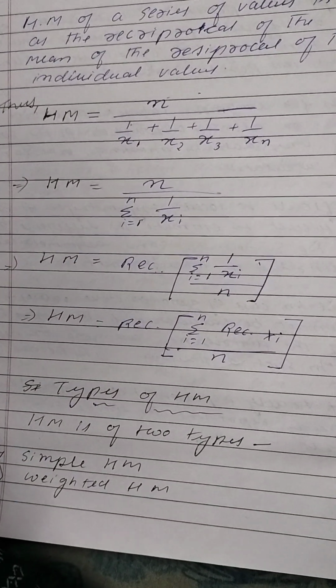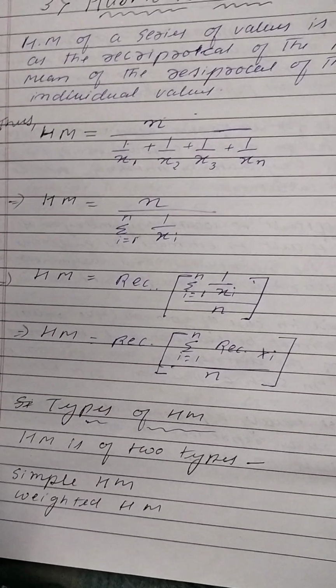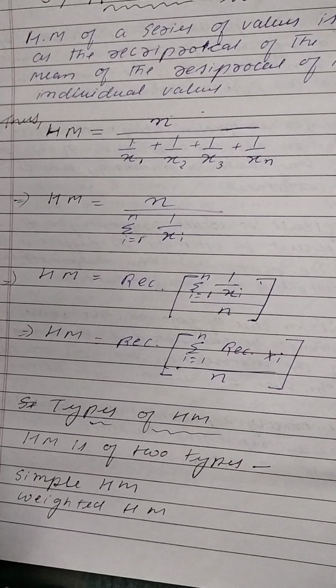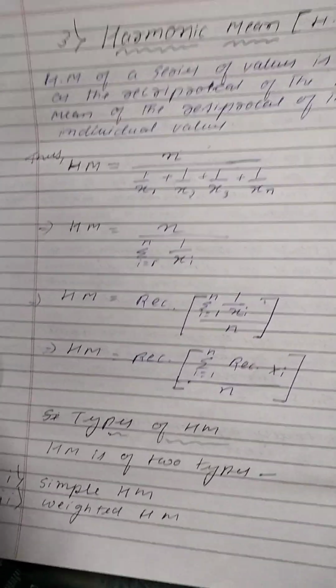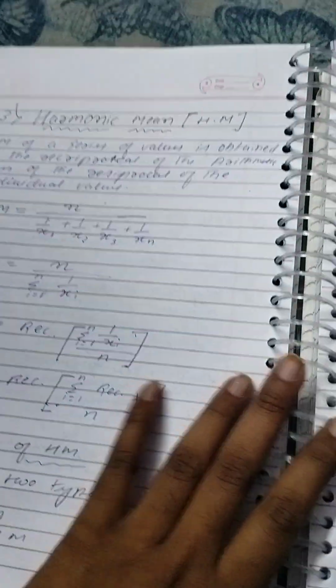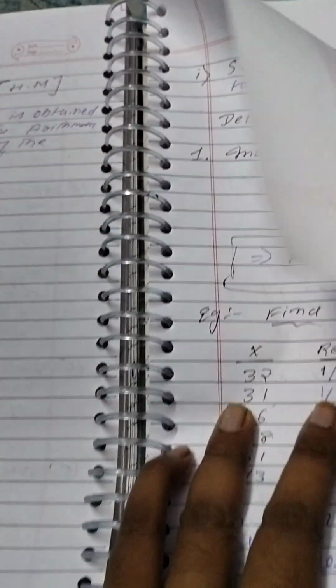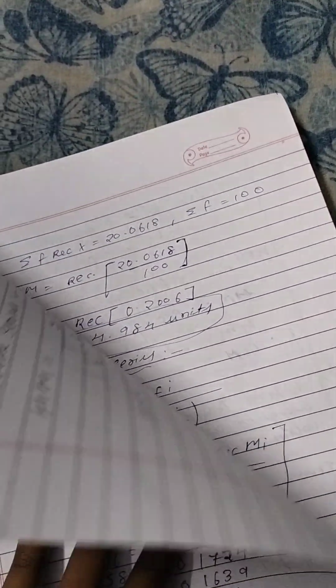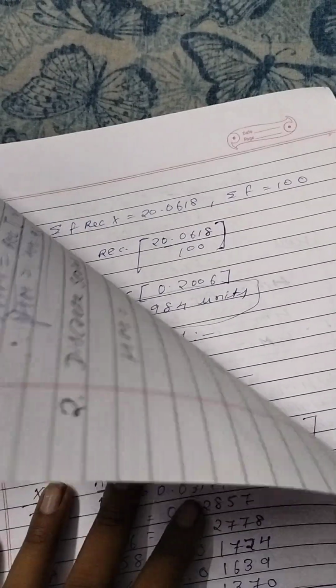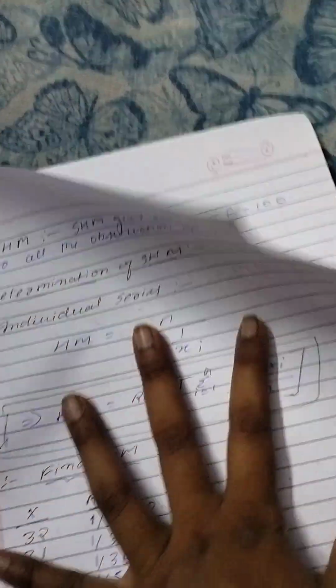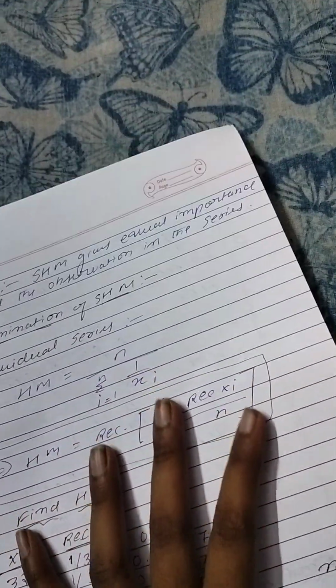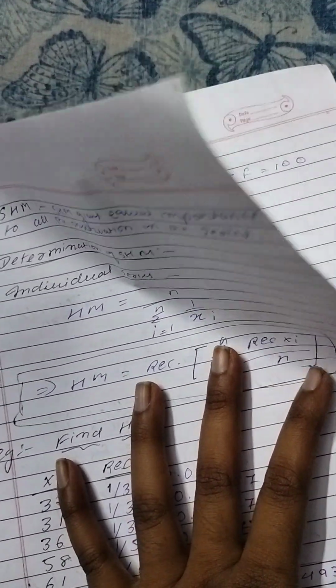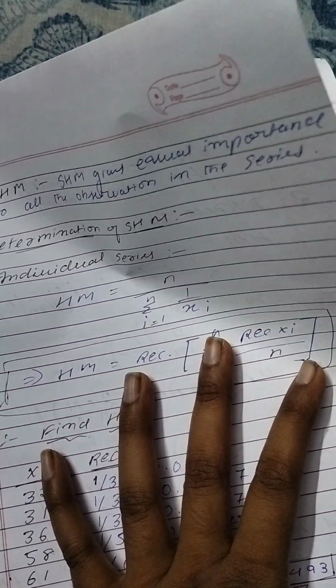Then we will go to the types of harmonic mean. HM is of two types, simple HM and weighted HM. As we have studied, simple HM is simply calculated, and in the weighted harmonic mean, or whenever we are taking any kind of observations, whether it is mean, mode or median, we are giving some special importance to some of the values. You are giving the weight to some value.